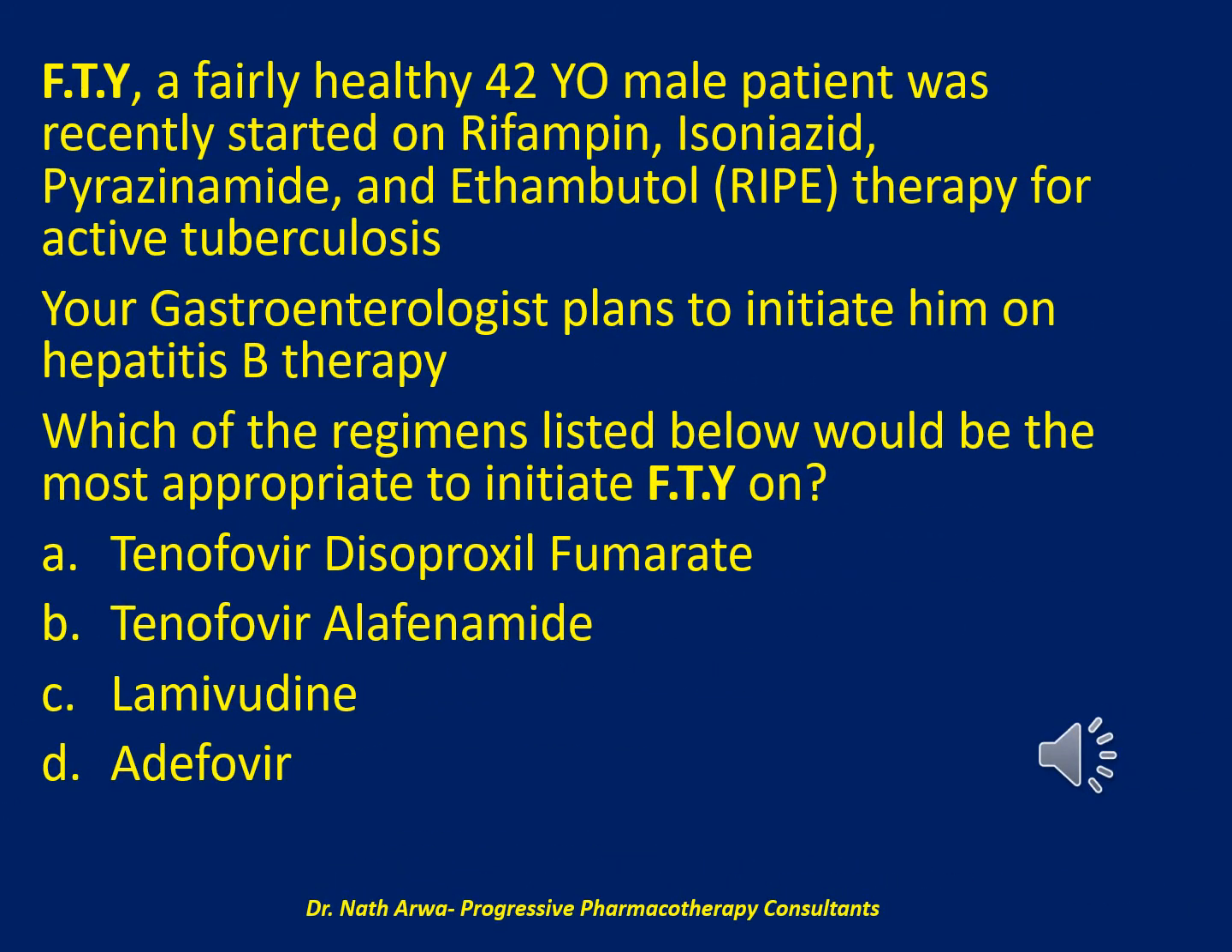And the next question reads, FTY, a fairly healthy 42-year-old male patient was recently started on rifampin, isoniazid, pyrazinamide, and ethambutol, abbreviated as RIPE, therapy for active tuberculosis. Your gastroenterologist plans to initiate him on hepatitis B therapy. So my question to you is, which of the regimens listed below would be the most appropriate to initiate FTY on? Would it be A. tenofovir disoproxil fumarate, or B. tenofovir alafenamide, or C. lamivudine, or would it be D. adefovir? I will give you a few seconds to choose the correct answer to this question from the listed options.